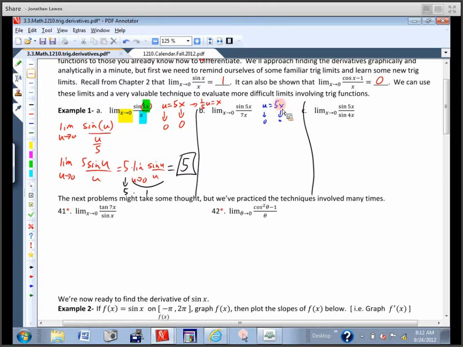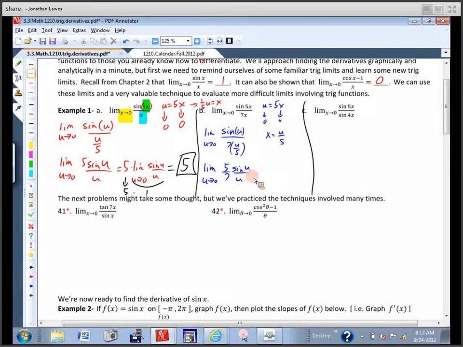I can substitute. Wherever there's an x, I can put a u over 5. So this is what I've got. I've got the limit as u approaches 0. This would be the sine of u. And on the bottom, I'd have 7 times x, but x is u over 5. Now, if I think about this for just a second, I'm going to flip that over and multiply all in one step. So this is going to be a 5 on the top, a 7 on the bottom. I've got a sine on the top, and I've got a u on the bottom.